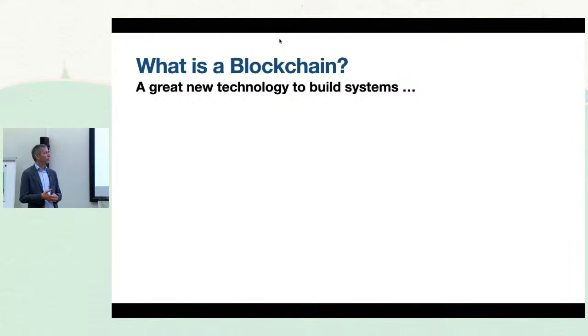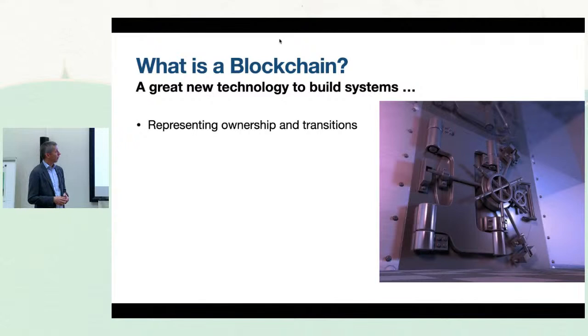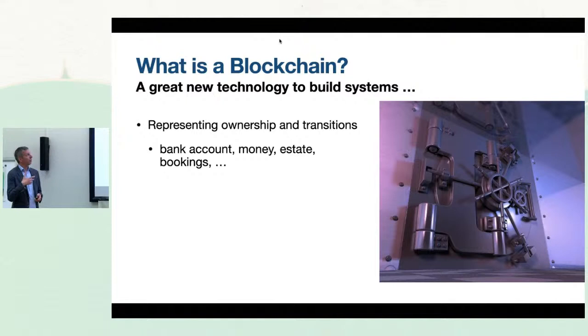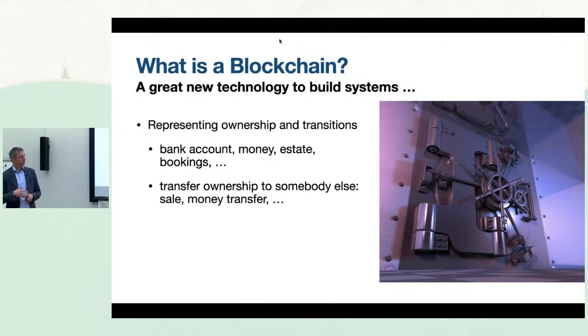Sounds good. But in fact, what we need, and that's the same for any other system like a banking system, is a system that represents ownership, that you own some money or not, and transitions. I send you some money, so this is a transition. We have one state and we change the state and we have to represent this. The states could be a bank account, money, bookings, this kind of system. So it's a very, very important and often used system.